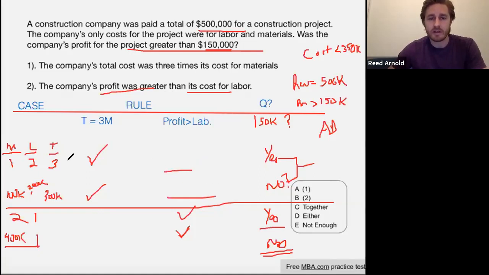Here's the nice thing. Since the profit is almost $500,000, which is more than the labor cost, it follows the second rule as well. And so I have my yes case, where they made more than $150,000 in profit. I've lived in both the circles I need to live in. By living in here and living in here, I found that I could have over $150,000 in profit.